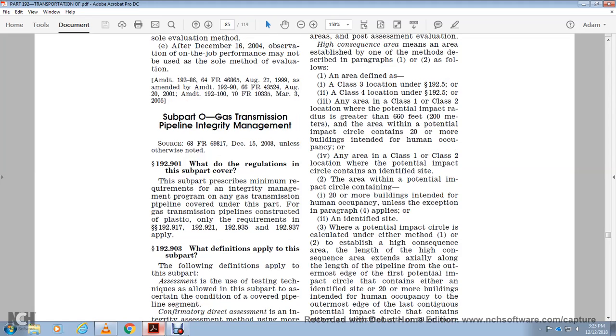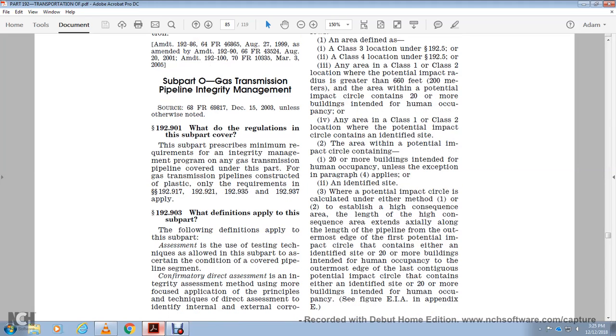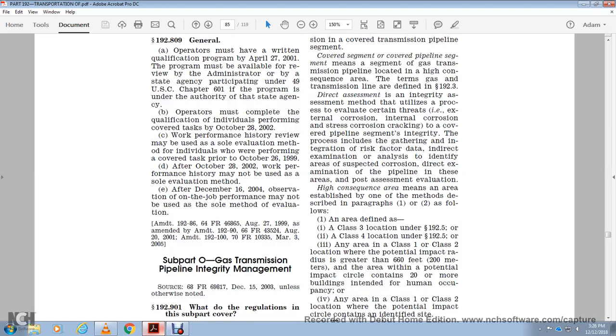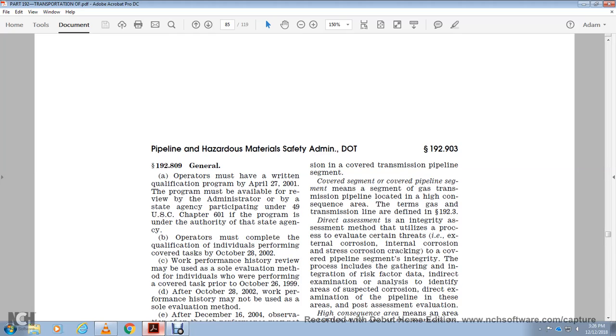What do the definitions apply to the subpart? The following definitions apply to the subpart. Assessment means the use of testing technology allowed for the subpart of the certain condition of the covered pipeline segment. Confirmatory direct assessment is an integrity assessment method using more focused application of the principles and techniques of direct assessment to identify internal and external corrosion in a covered transmission pipeline segment.